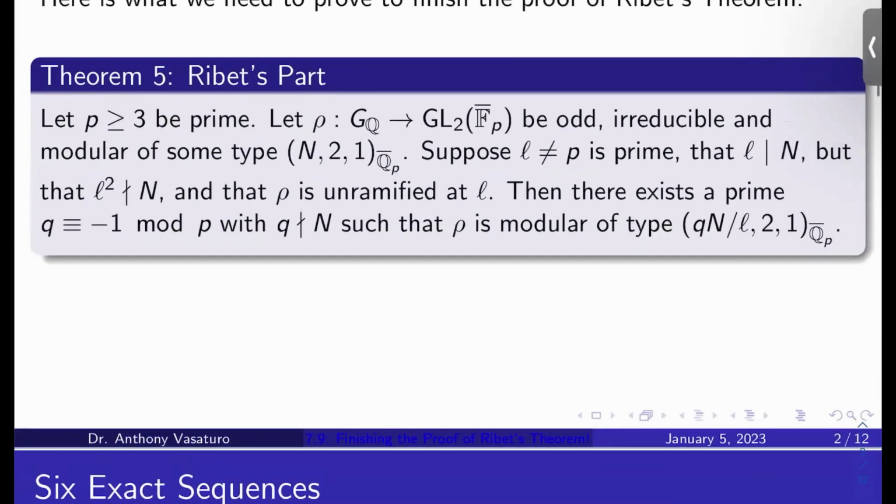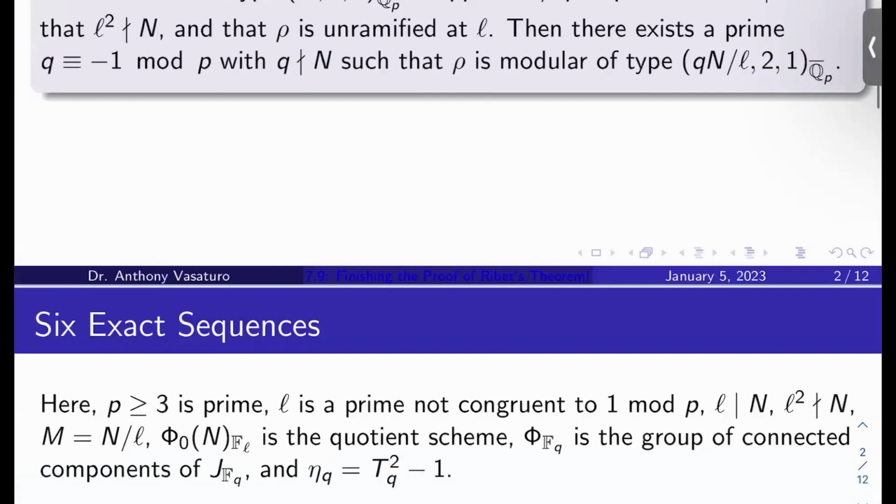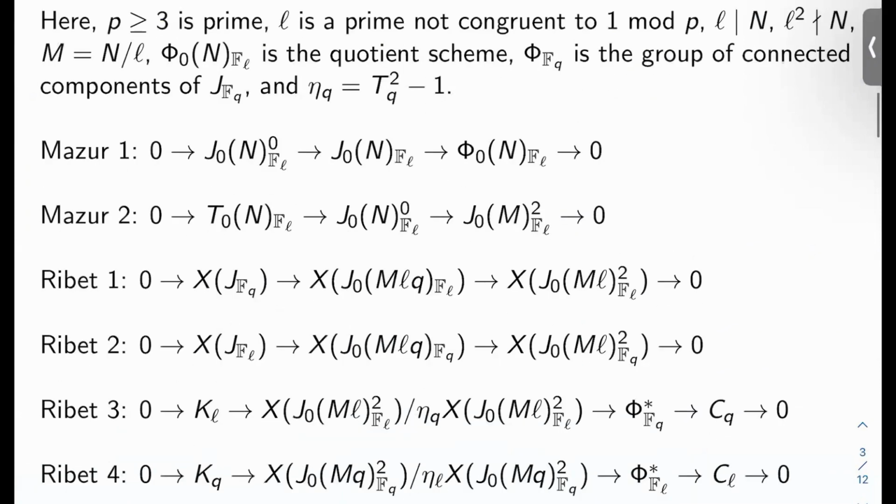Let's let P be a prime that's at least 3. Let's let rho from GQ to GL2 of FP bar be irreducible and modular of some type N2 1 over QP bar. Suppose that L is a prime that isn't P, that divides N, whose square doesn't divide N, and that rho is unramified at L. Then there's a prime Q, which is -1 mod P that doesn't divide N, such that rho is modular of type Qn over L to 1 over QP bar. So we lower the level at the expense of raising it by Q, but Mazur takes care of the Q for us.